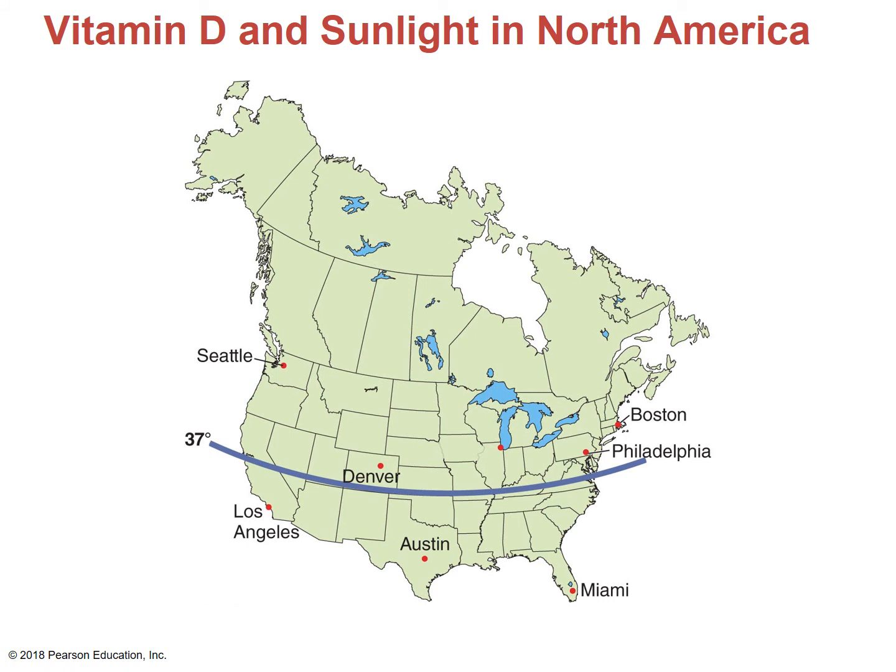This slide is a map illustrating the geographical location of the 37th degree latitude in the United States. In the southern cities below 37 degrees latitude, such as LA, Austin, and Miami, the sunlight is strong enough to allow vitamin D to synthesize throughout the year. In the northern cities above the 37th degree latitude, such as Seattle, Chicago, and Boston, the sunlight is too weak from about mid-October to mid-March to allow adequate vitamin D synthesis.